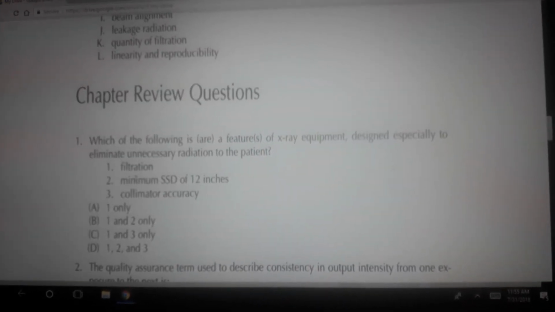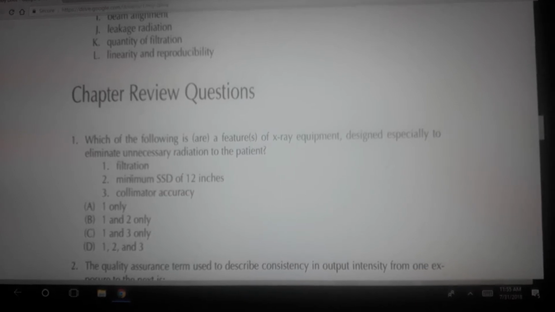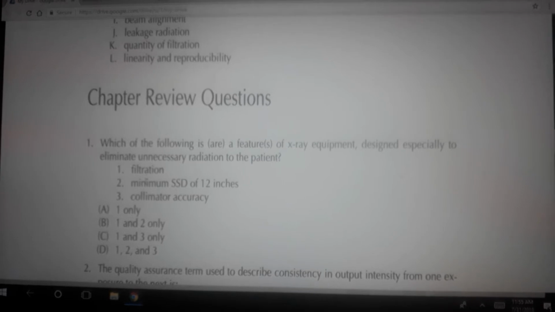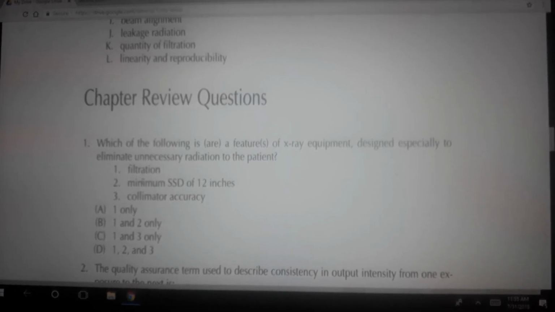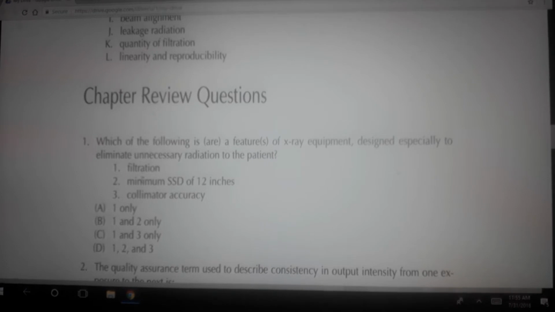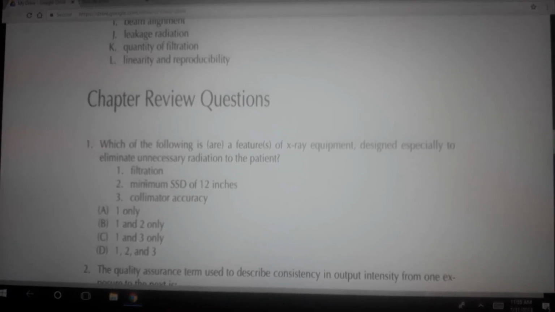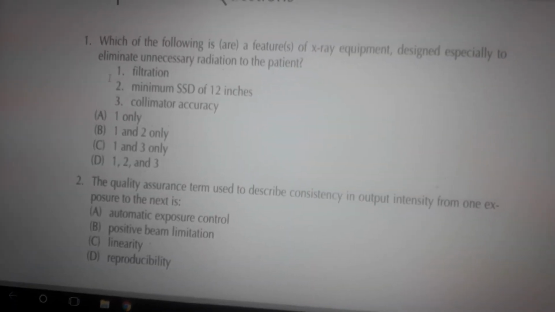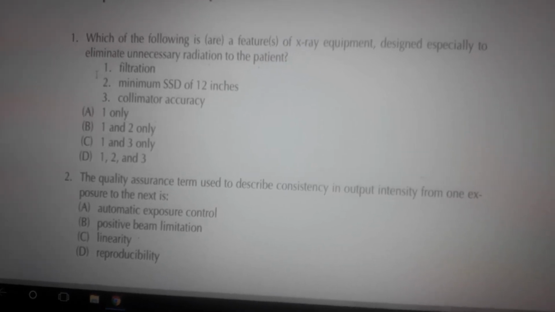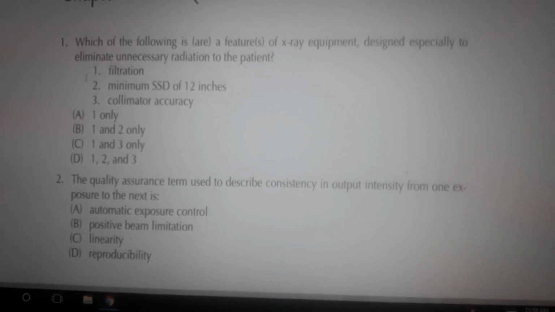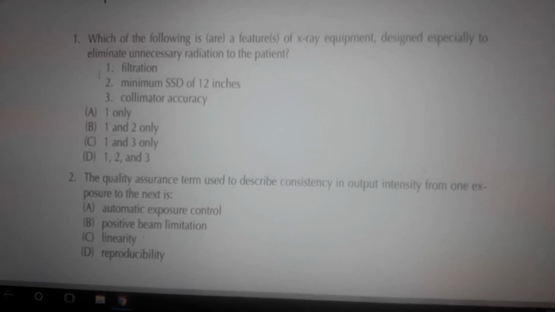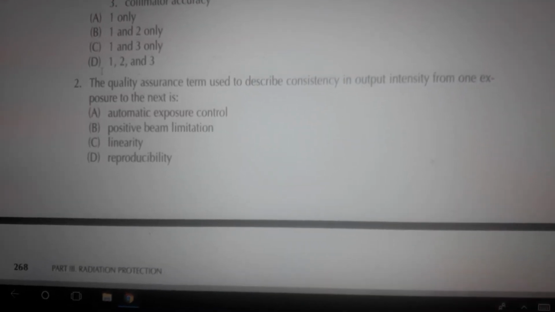Which of the following is a feature of X-ray equipment designed especially to eliminate unnecessary radiation to the patient? Filter, minimum SID 12 inch, collimator accuracy. All three will be there, I think. The answer is D. The quality assurance term used to describe the consistency of output intensity from one exposure to the next is reproducibility. The answer is D.